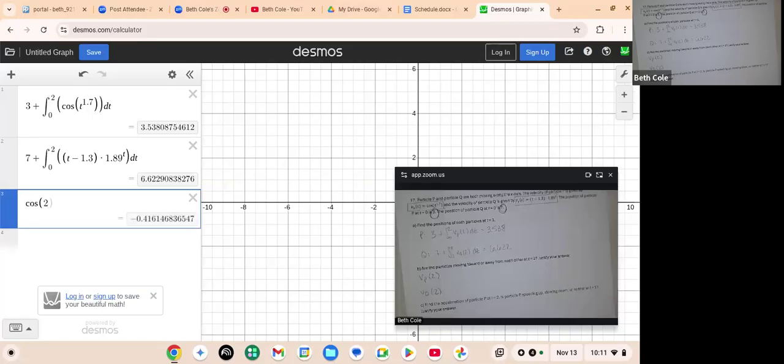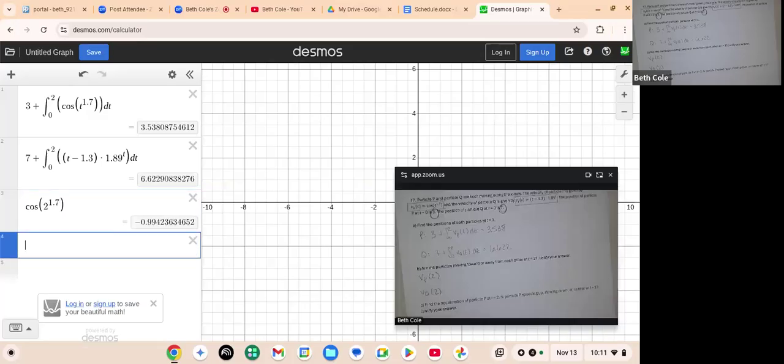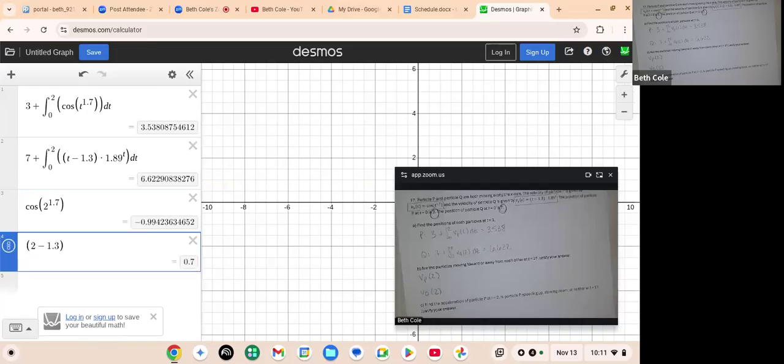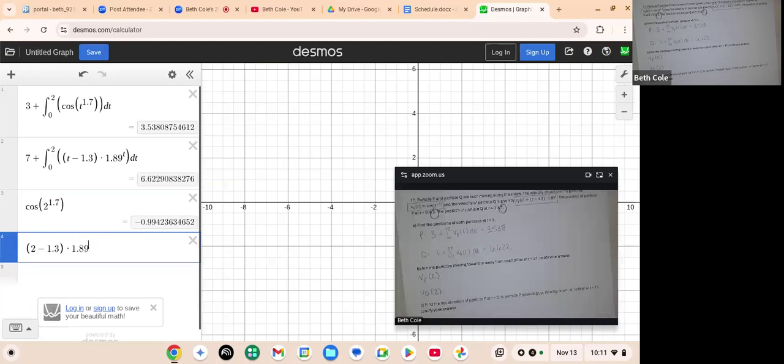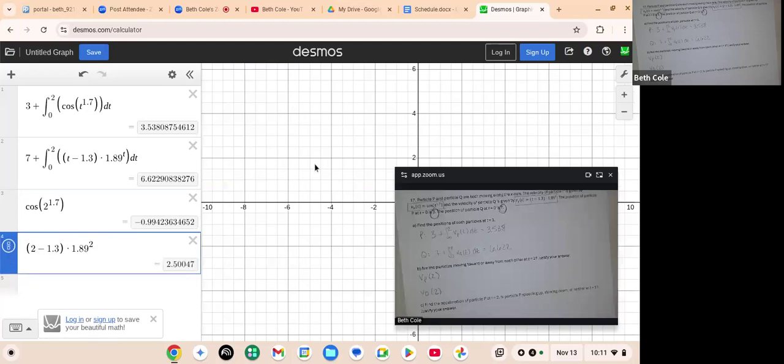All right, so I want this to be 2 to the power 1.7. All right, so that's velocity for P. And then Q, I'm going to have 2 minus 1.3 times 1.89 to the power 2. All right, so I'm not going to write these actual numbers. I'm just going to write that P had a negative velocity and Q has a positive velocity.